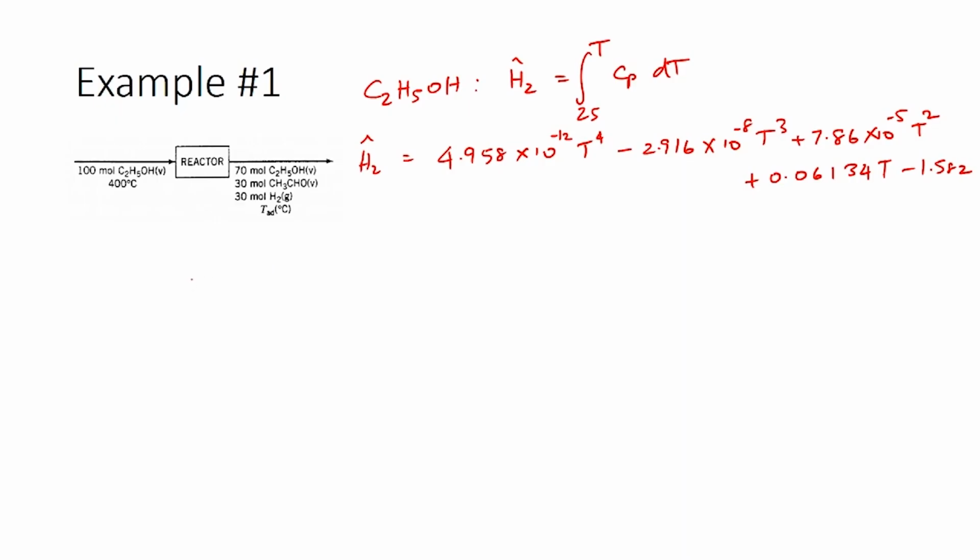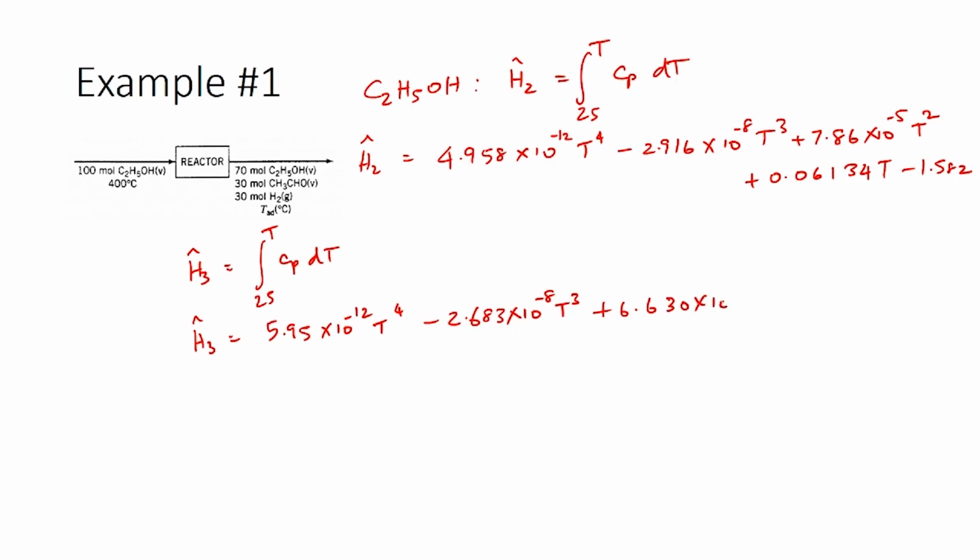If you were to calculate the value for H3 cap, which is basically heating of acetaldehyde vapor from 25 degrees Celsius to T degrees Celsius, you have this as the integral from 25 to T of Cp of acetaldehyde dT, and using this you get H3 cap equal to 5.95 times 10 power minus 12 T power 4 minus 2.683 times 10 power minus 8 T cube plus 6.630 times 10 power minus 5 T squared plus 0.05048 T minus 1.303.